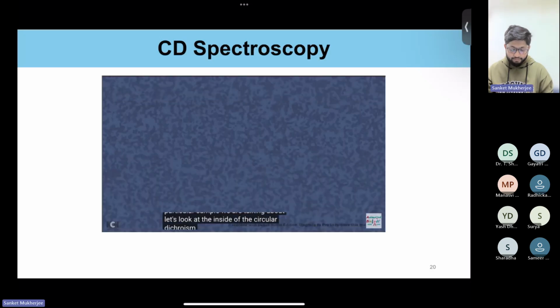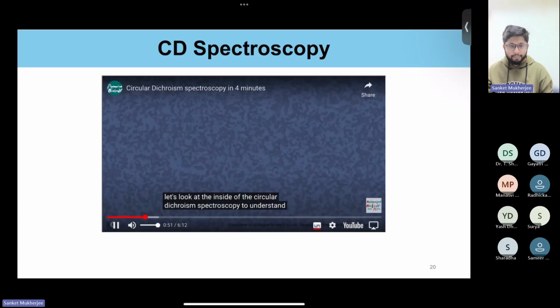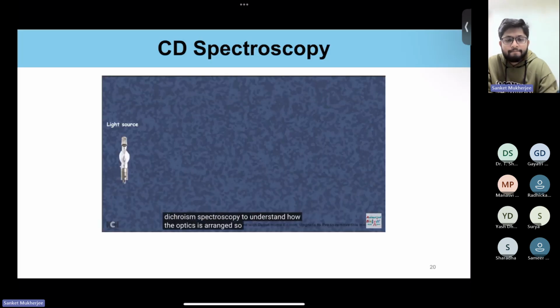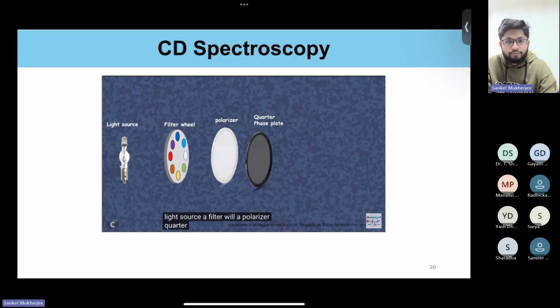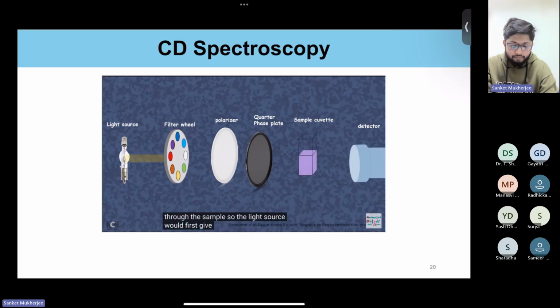inside of the circular dichroism spectroscope to understand how the optics is arranged. First, there is a light source, a filter wheel, a polarizer, a quarter phase plate, followed by a sample injection chamber, and the detector for detecting the light which is passing through the sample. The light source would first give rise to light, which then passes through a filter wheel, forming a monochromatic light of a single wavelength.